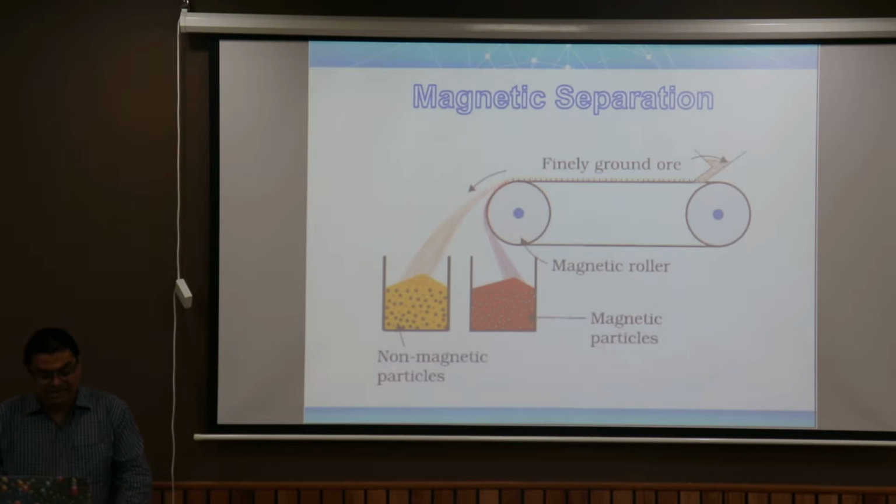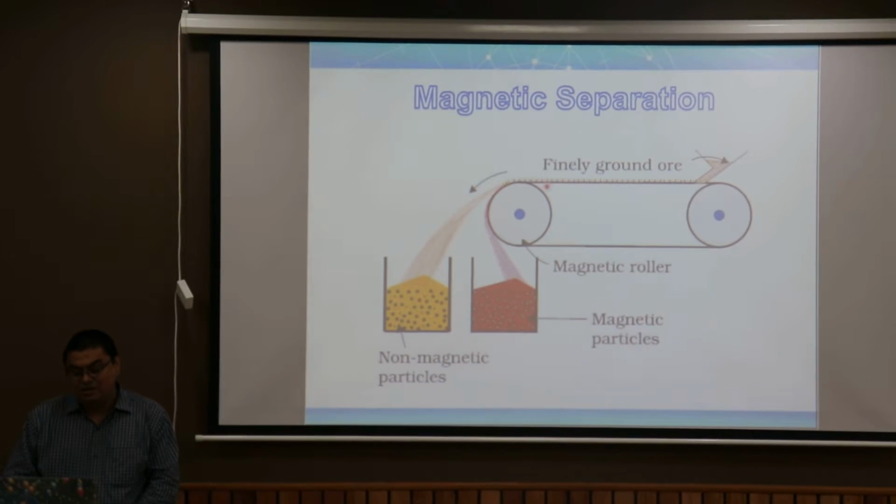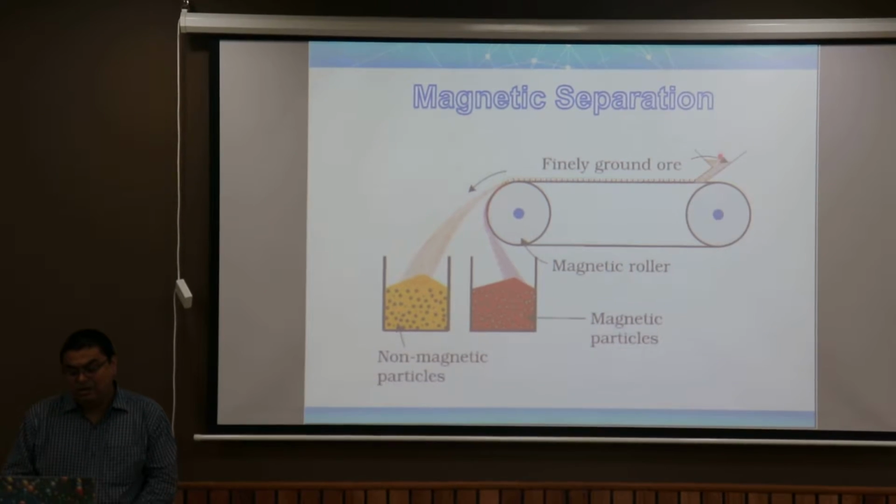This diagram basically tells us how to remove this unwanted material. If it is a magnetic sort of substance, we can easily separate that ore from the earthen substance. It is passed through this conveyor belt, in which the magnetic substances get attached to the rotating roller, where the magnetic roller separates the magnetic particles into that vessel, and non-magnetic substances are separated in some other container.